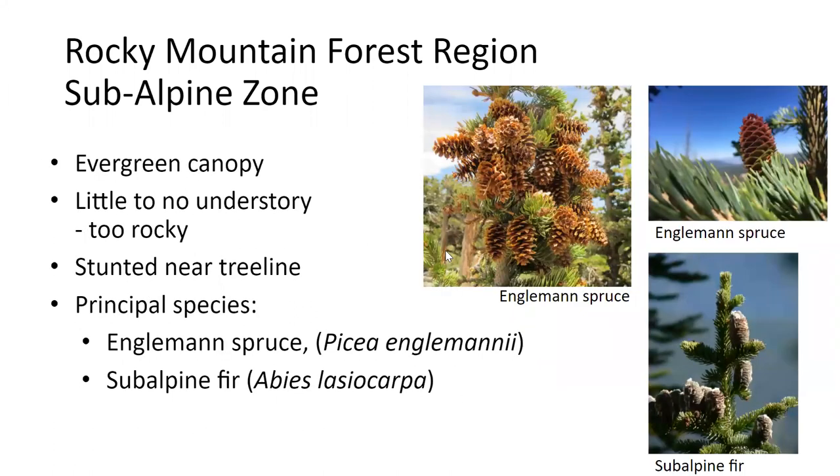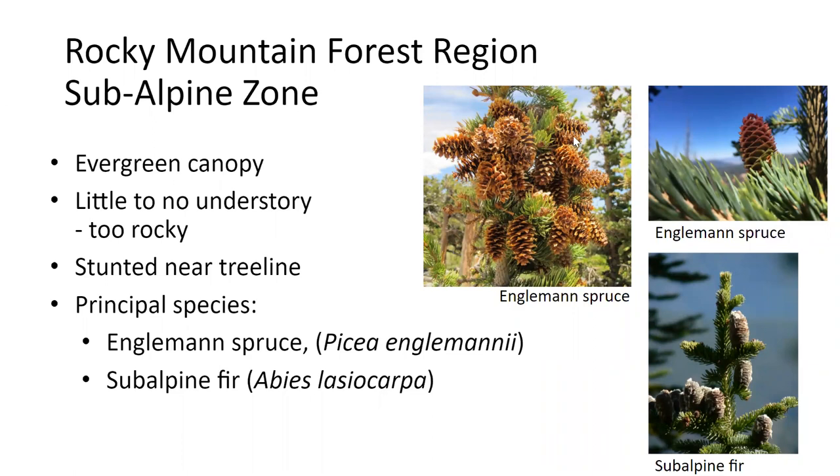These all have an evergreen canopy, little to no understory. There's just not a whole lot of soil there. And then as you get towards climatic tree line, the trees get more stunted and misshapen by the winds and the winter storms. The principal spruce fir forest species here in the Rockies are Engelmann spruce, Picea engelmannii, and subalpine fir, Abies lasiocarpa.